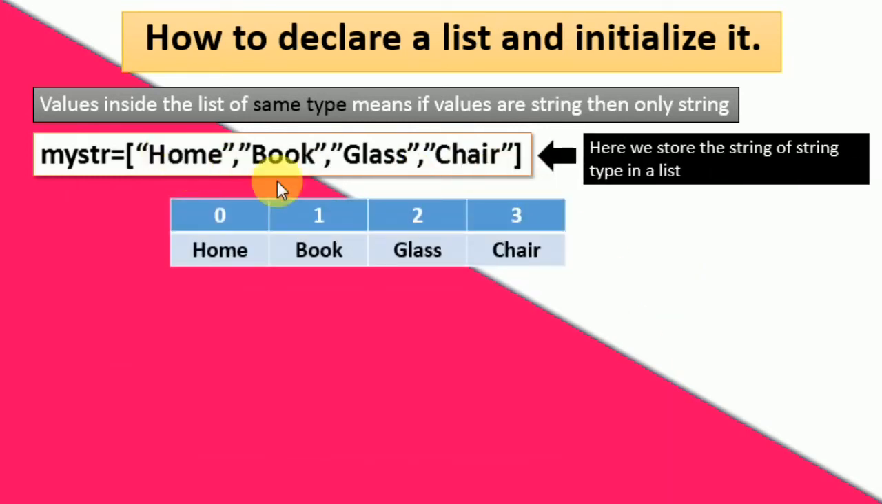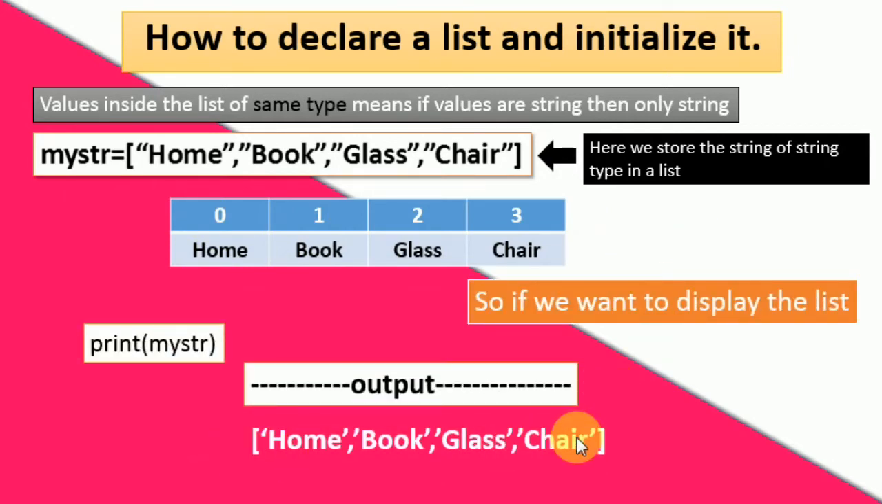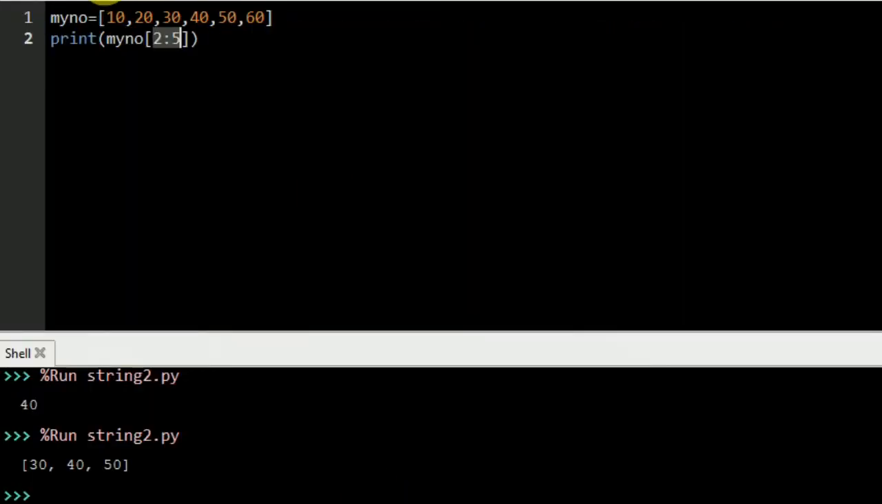The first word is stored at 0, then book at 1, class at 2, and chair at 3. That means these are strings stored in separate blocks, and we can access them by 0, 1, 2, 3 like this. Then when we display, it will show me the output. Here is the output. Now I'm going to show you the previous method also, how we convert the string to words.